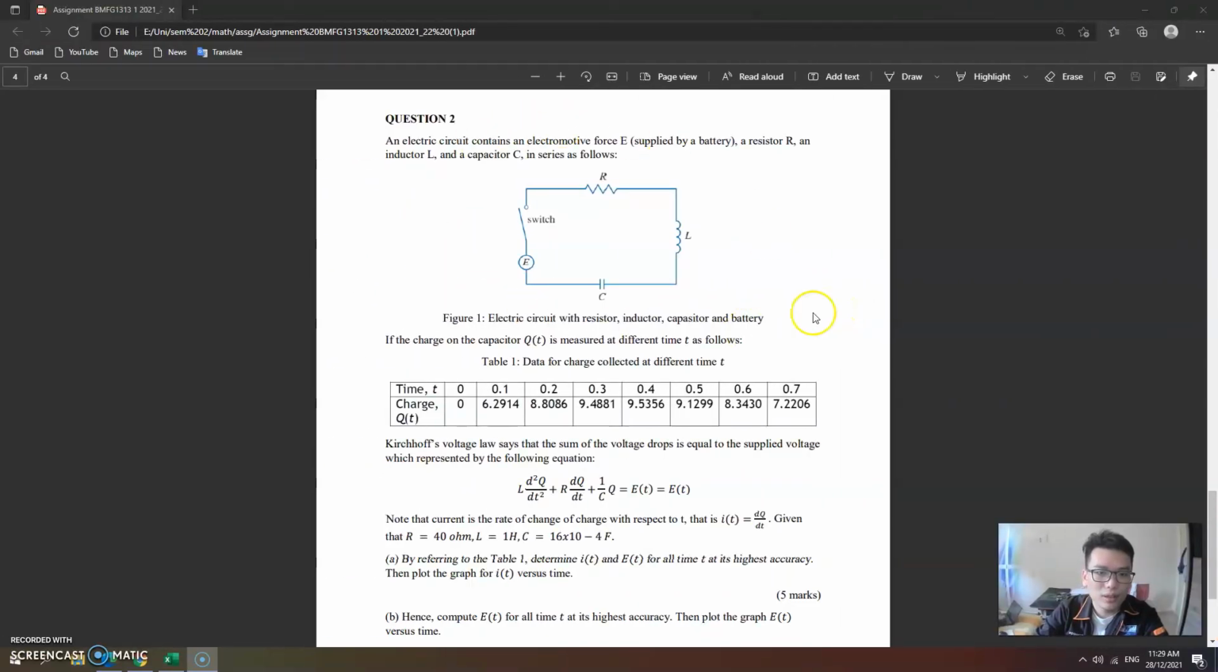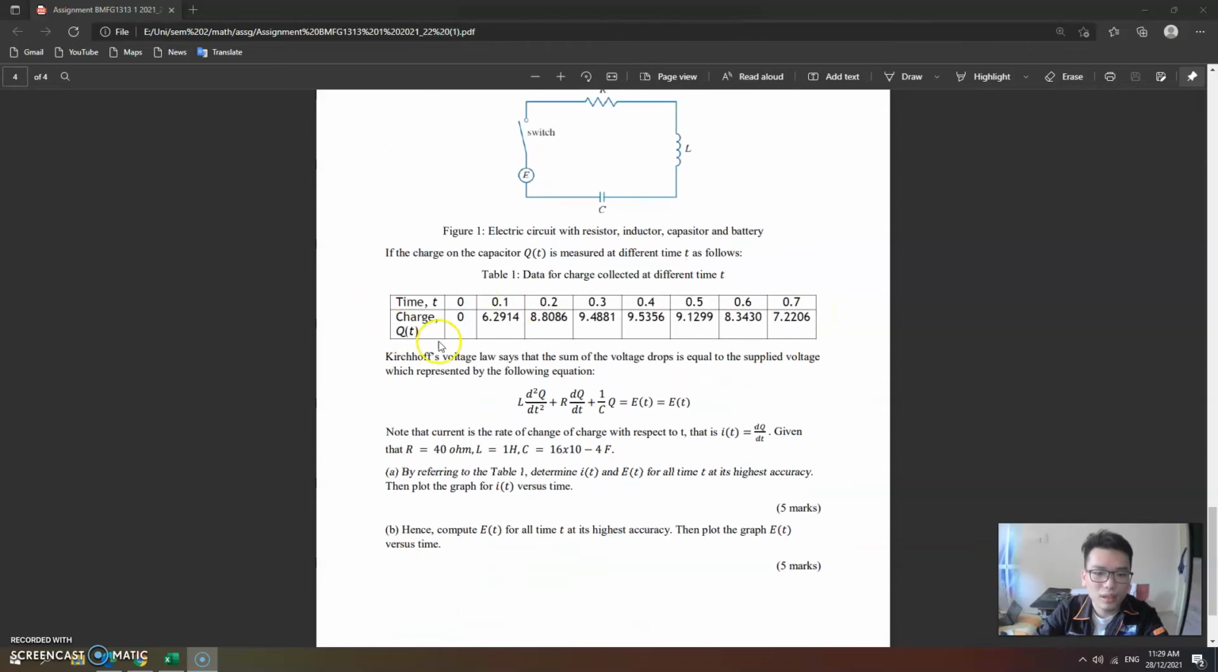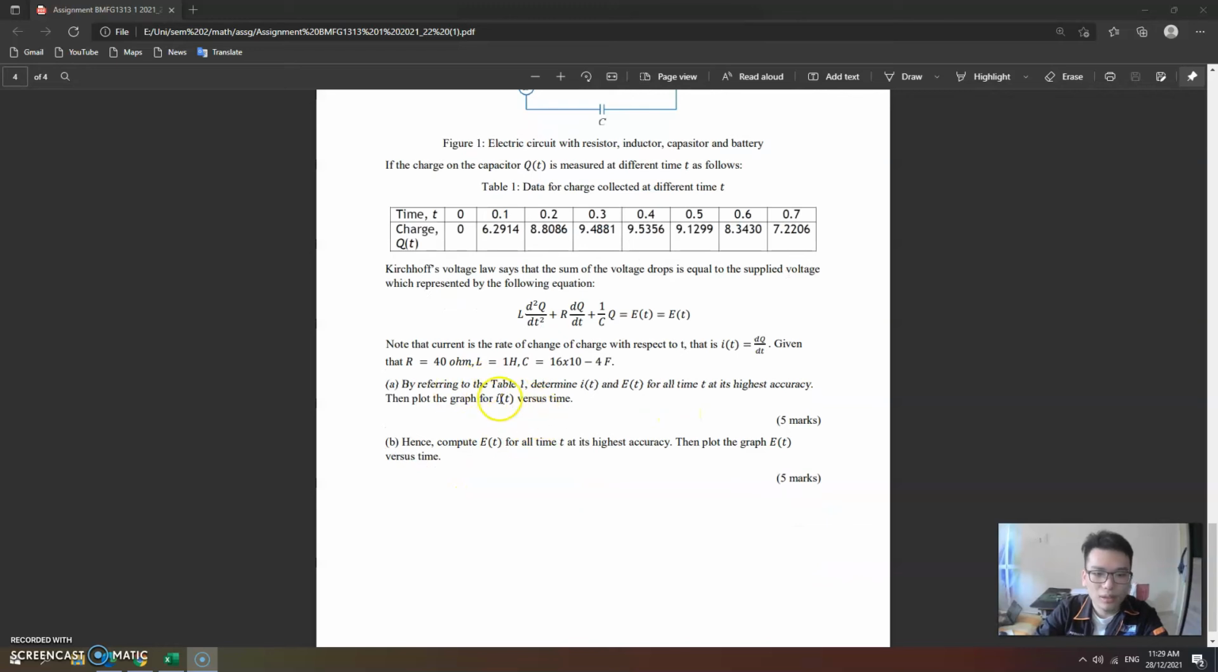So let's continue our question 2. We're given a series RLC circuit and a table of data of charge collected at different times t. So let's look at question A. If I return to table 1, we need to determine the I(t) and E(t) for all times t, which is 0 to 0.7, at its highest accuracy. And we need to plot the I(t) versus time graph for question A.